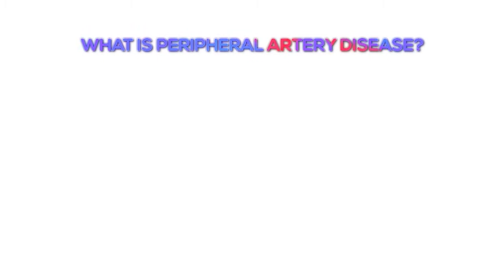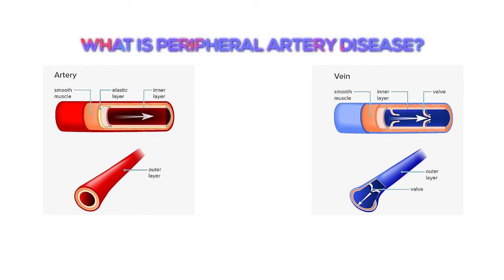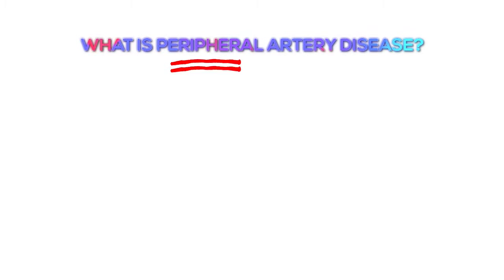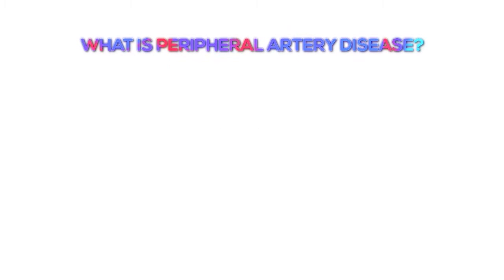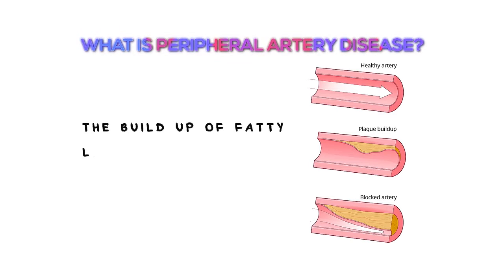So what is PAD? PAD is a disease which includes both arteries and veins. It is called peripheral artery disease, which refers to disorders of the blood arteries outside the heart and brain. They are commonly caused by the buildup of fatty layers in the arteries.